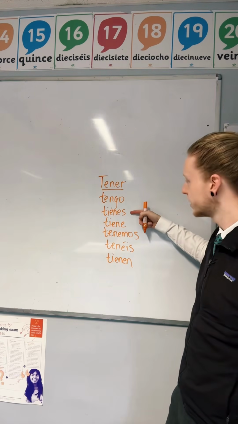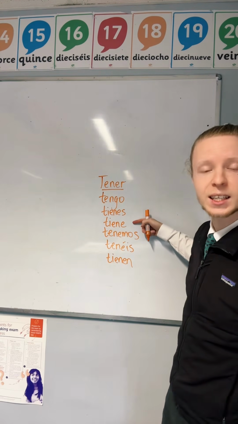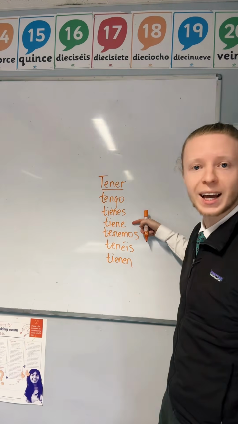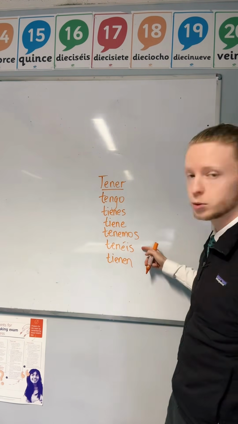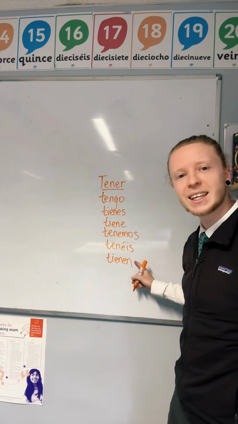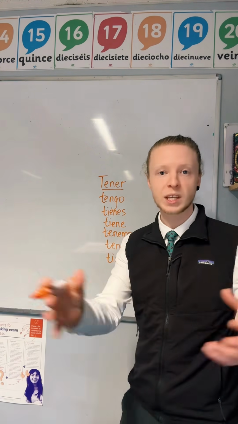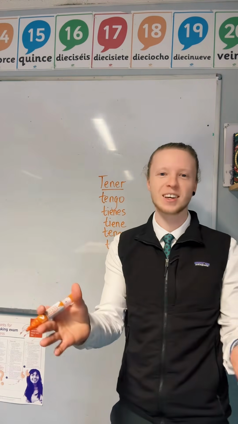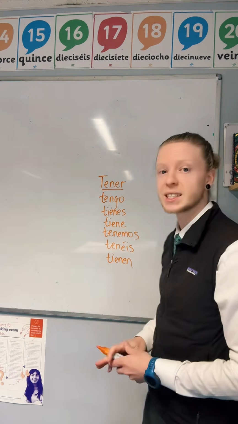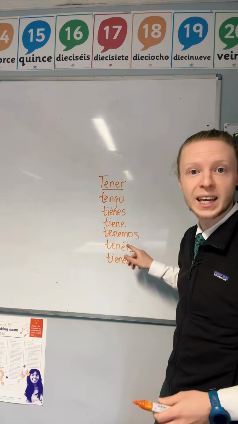Tengo, I have. Tienes, you have. Tiene, he or she or usted has. Tenemos, we have. Tenéis, you plural have. This one's only used in Spain. And tienen, they have, or ustedes, the you plural formal form, have. So you all have. And that's what's used instead of the vosotros form in Latin America.